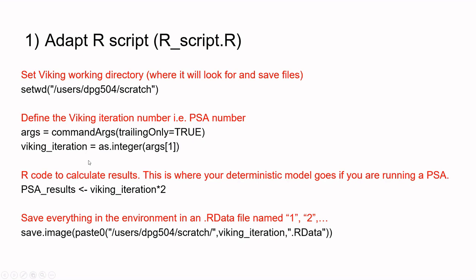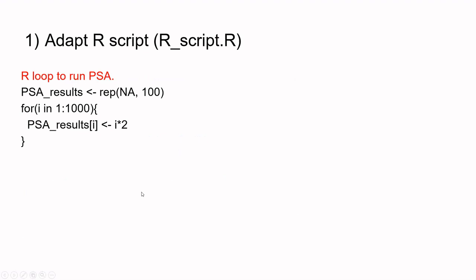Then you've got this kind of weird looking thing, but the basic idea is you just copy and paste this. The basic idea is this remembers what iteration you're on. So in your for loop, this is your I index, right? So it just remembers what iteration you're on. And then you've got your PSA results. So this is where your model would go. So do you remember back here, my model was I times 2. Here it's just Viking iteration times 2.